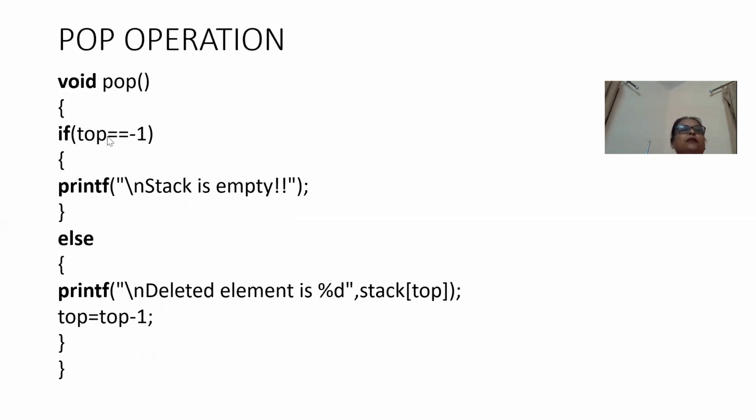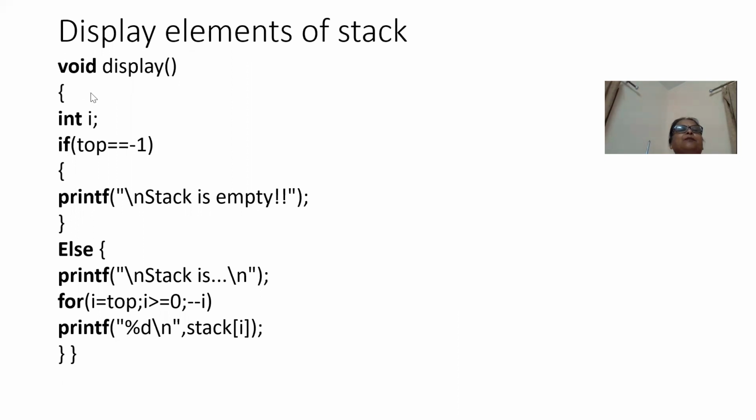Pop operation: if top is equal to -1, it means there is no element. Simply print the message stack is empty. Otherwise, it prints the message deleted item, and decreases top is equal to top -1. This is the display function. It displays elements of a stack. If top is equal to -1, it simply displays the message stack is empty. Otherwise, it displays all elements from top to 0.